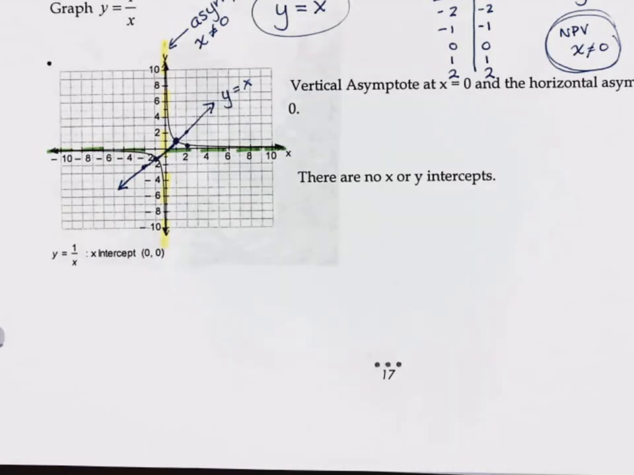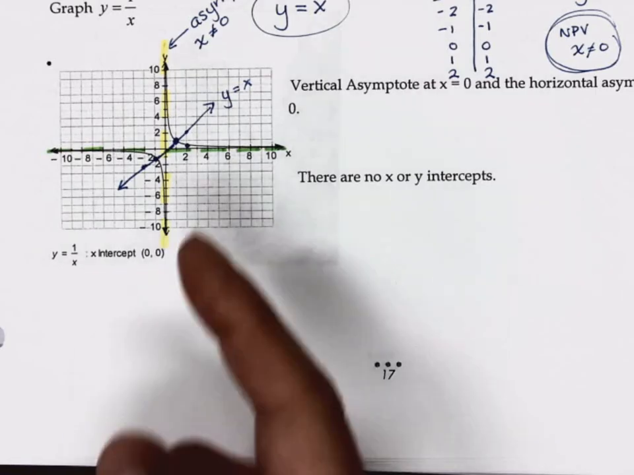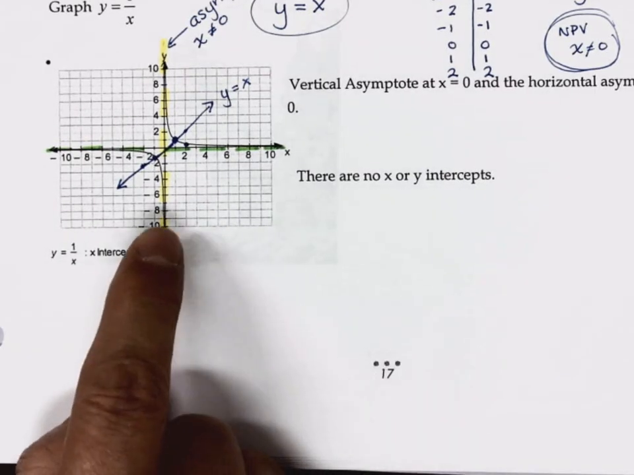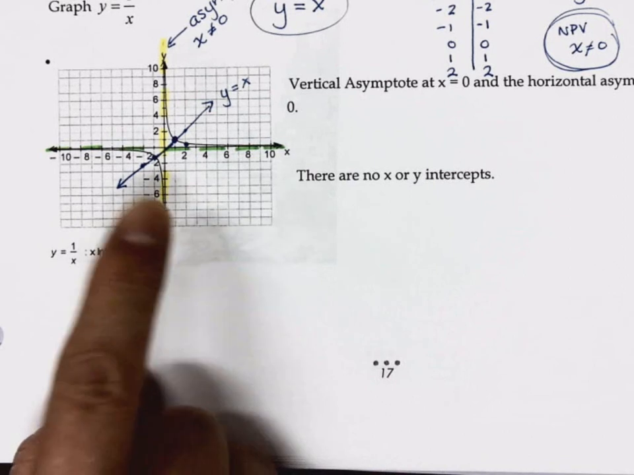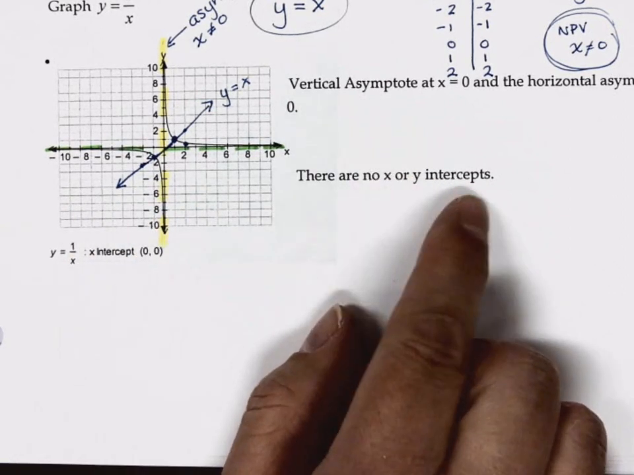And I'll get into a little bit more of that, and we'll dive deeper into it in pre-cal 12, but we won't go too deep into it now. We just did calculus. We can't be required to do anything. So because we have an asymptote on the x and the y, we have no x or y intercepts.